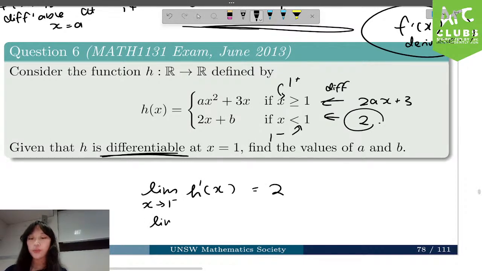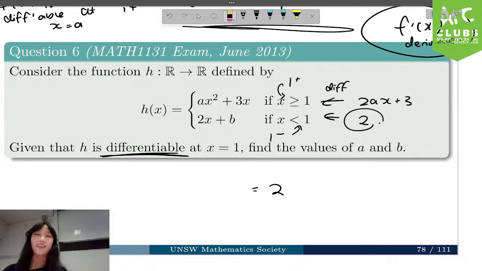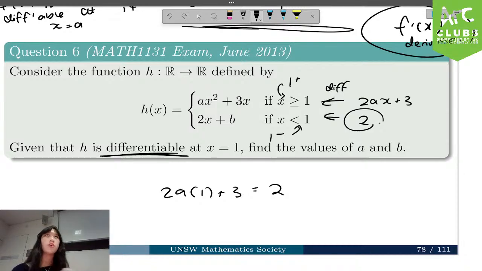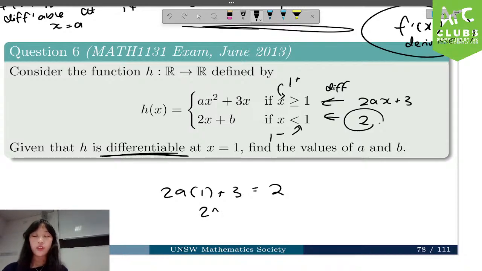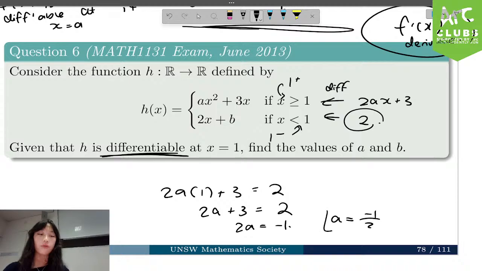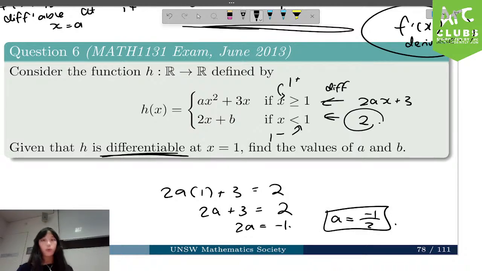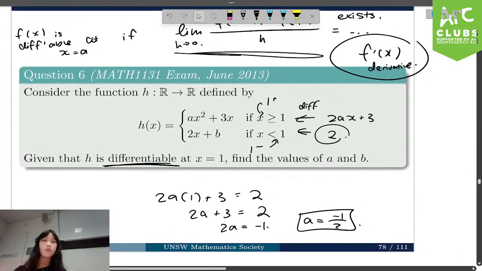Whereas if we're going from the right-hand side, I'm not going to write it out again, what we get is 2a times 1 plus 3, and we get that from here. We're going from the right-hand side because x is greater than or equal to 1, so we pay attention to the first branch of this function. So we've got 2a plus 3 equals 2, 2a equals minus 1, so a is equal to minus a half. We need to find b as well, and it looks like our job is already done because we've considered differentiability.